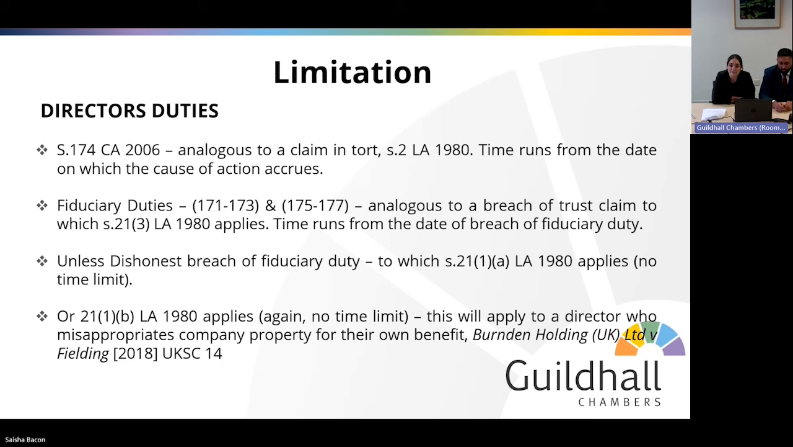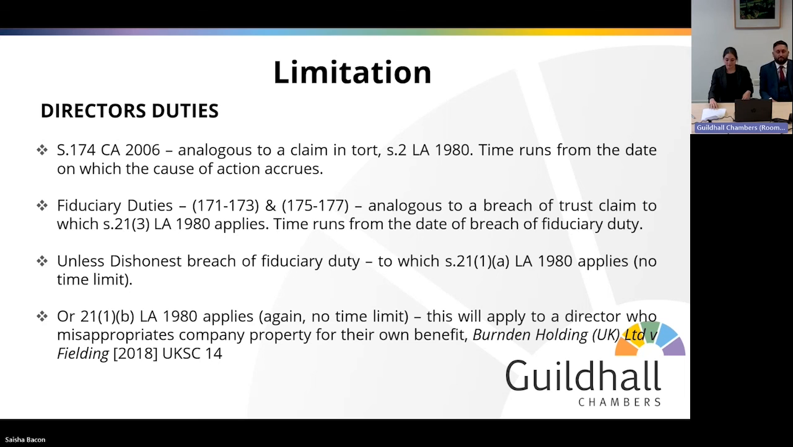Or otherwise, Section 21(1)(b) applies, and that, for example, is a director who misappropriates company property for their own benefit. That would be Mr. X, the example that I gave, and with that, no time limit applies there.